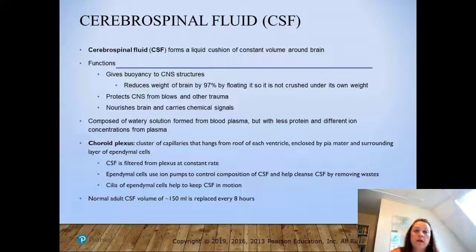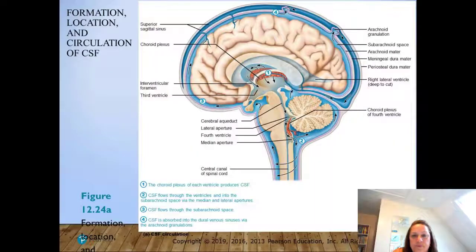Cerebrospinal fluid forms a cushion around the brain. It floats the brain, gives it buoyancy. It's water and ions and some proteins produced by what's called the choroid plexus, the red. And it floats it, it gives it some nourishment, and it is mostly water. And again, it just sort of warms, nourishes and floats the brain.